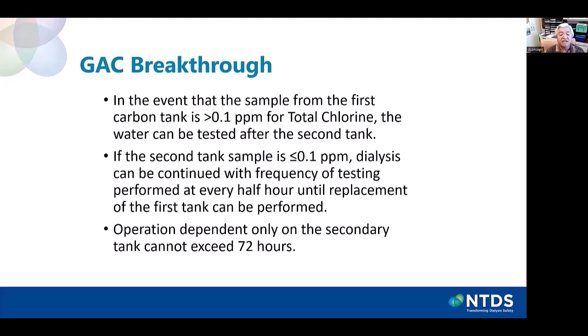In the event that the sample from the first carbon tank is greater than 0.1 part per million for total chlorine, the water can be tested after the second tank. If the second tank sample is less than or equal to 0.1 part per million, dialysis can be continued with frequency of testing performed at every half hour until replacement of the first tank can be performed. Dialyzing dependent only on the secondary tank cannot exceed 72 hours.